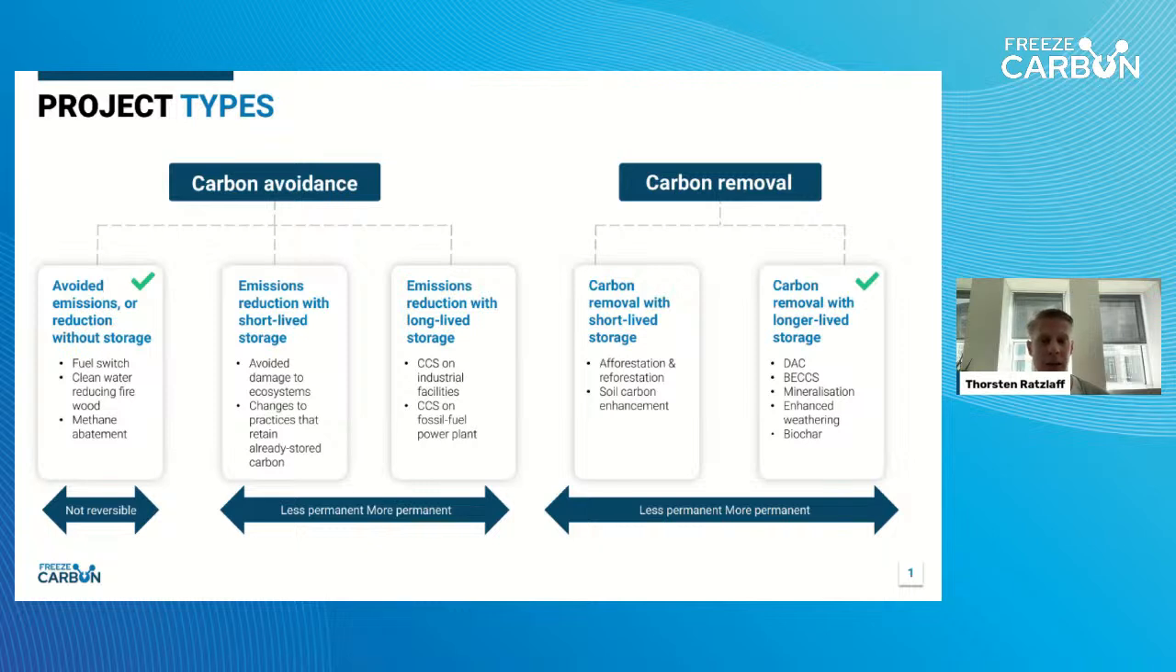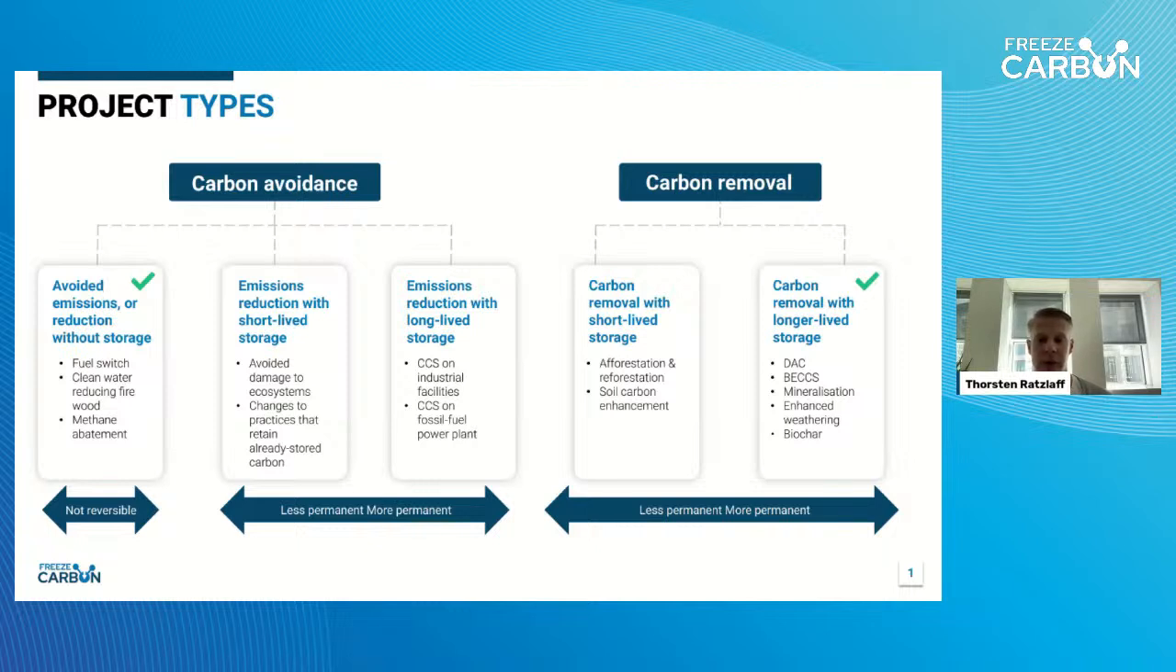And then under carbon removals with longer lived storage, we see a few topics there, and they are ranked in terms of permanence. So the very first one is direct air capture and storage, which is a permanent solution for carbon management. Then we have bioenergy carbon capture and storage, meaning from a bioenergy plant that the carbon emissions are being stored. Then we have mineralization and enhanced rock weathering.